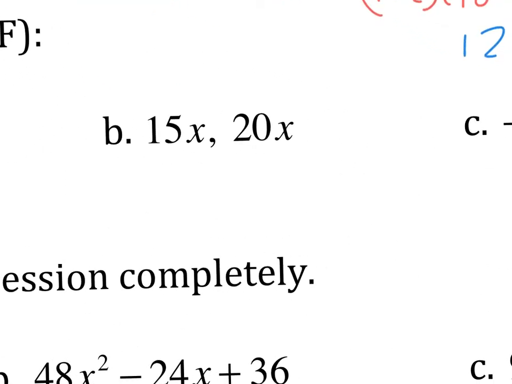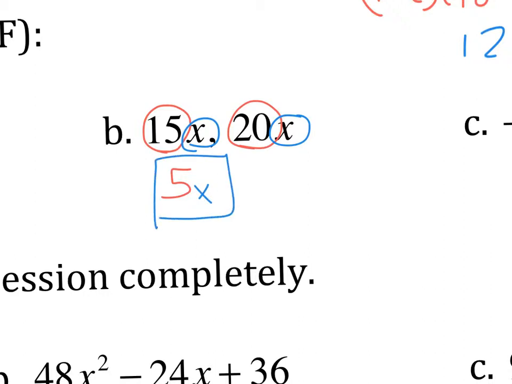What about here? 15x and 20x. Well, if we just consider the number, what's the largest number that divides both of these? The answer is a 5. And what about the x? What's the largest letter that divides both of those? An x. So there is your largest, there's your GCF, 5x.